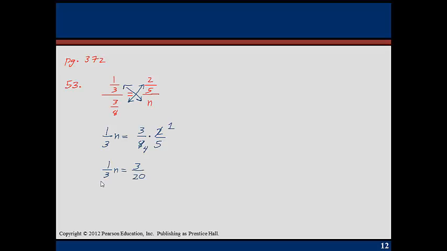Now, to solve for n, we're going to divide by the number in front of n, which is 1/3. So divide by 1/3. And now we have n equals 3 over 20 divided by 1/3. So remember, we do not divide fractions. Instead, we multiply by the reciprocal. So we're going to end up with n equaling 9 over 20.